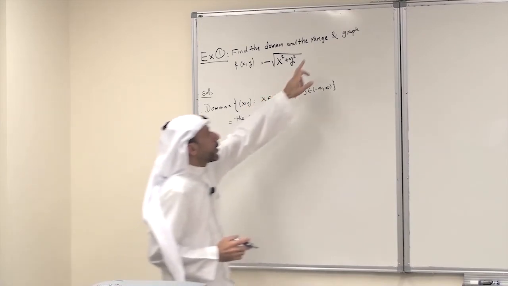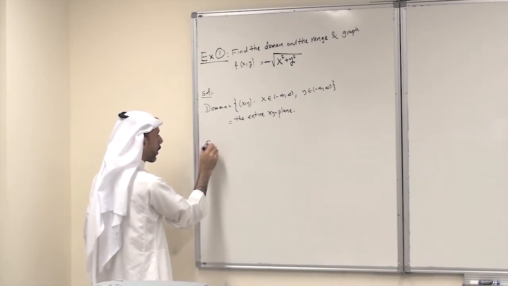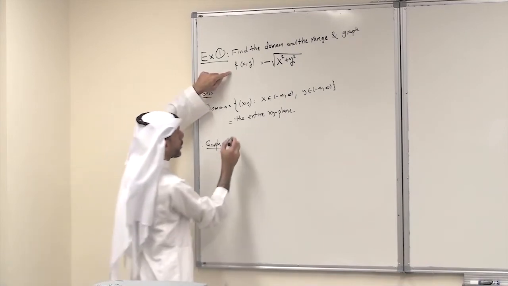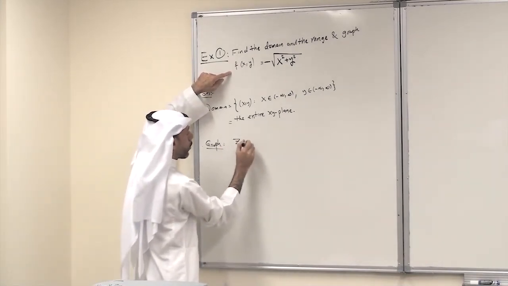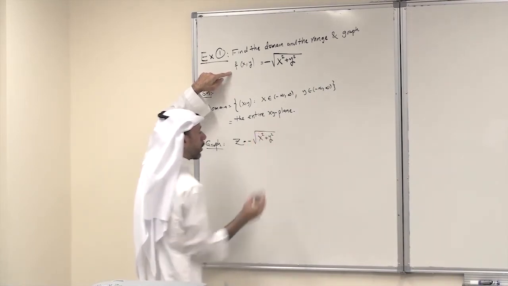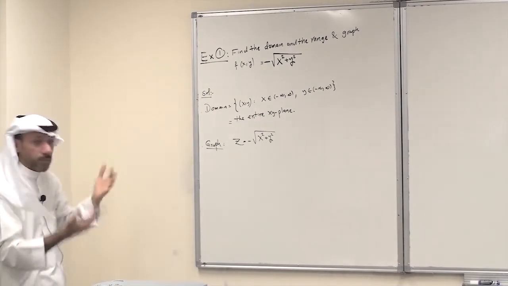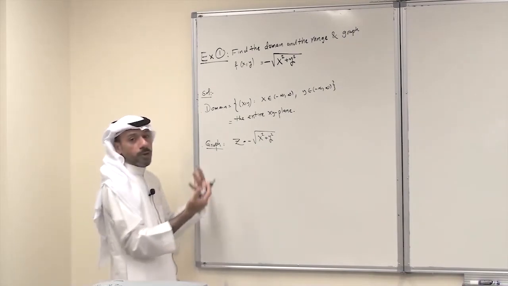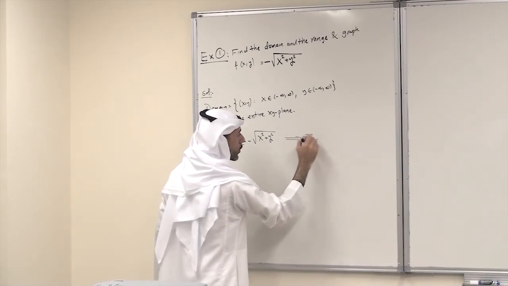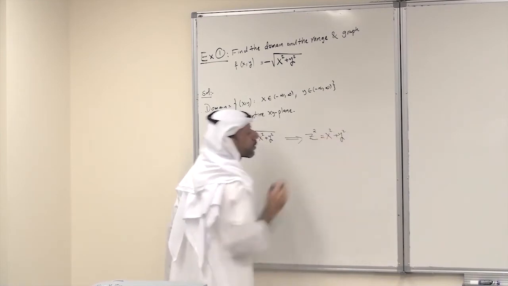Well, before we do the range, let's go to the graph and see whether we can graph this function or not. We write it in this manner: f of x, y is just z equals minus root x squared plus y squared. And this is really a familiar surface which was discussed before. Just to recall that surface, try to square both sides. If you square both sides, you get z squared equals x squared plus y squared.